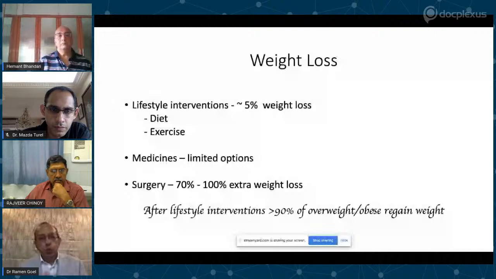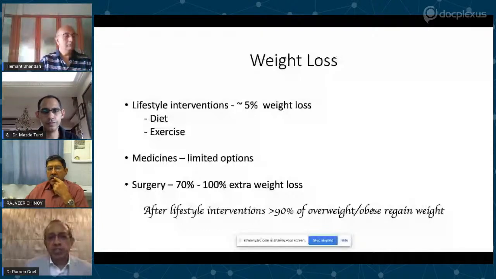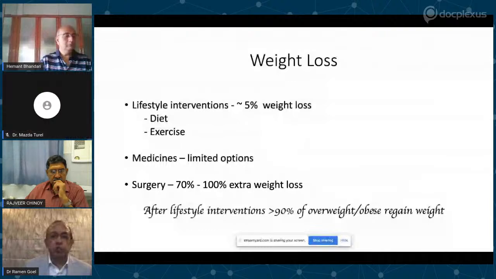Now, what is known scientifically is that all lifestyle interventions lead to about 5 to 10% weight loss, let's say, which includes diet and exercise together and behavioral changes. While medical management, the medicines for weight loss, are indicated in very few patients, where they are about 20, 25 kg overweight, and it takes 70 to 100% extra weight loss.